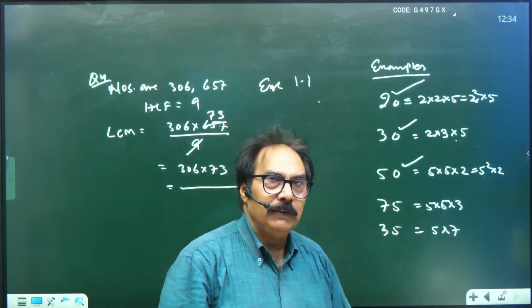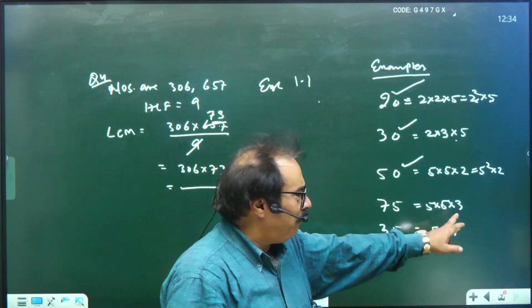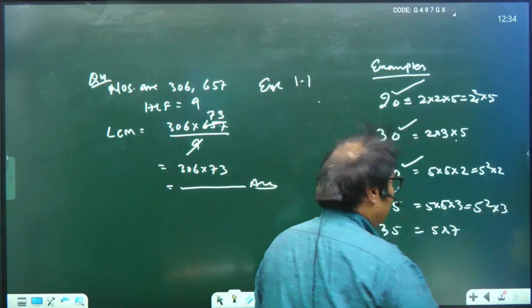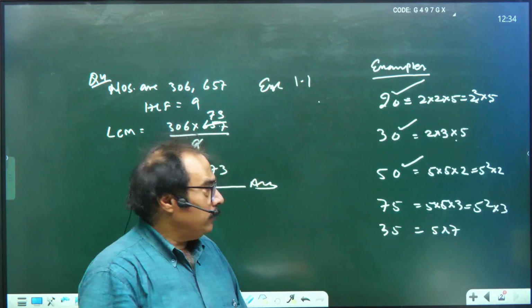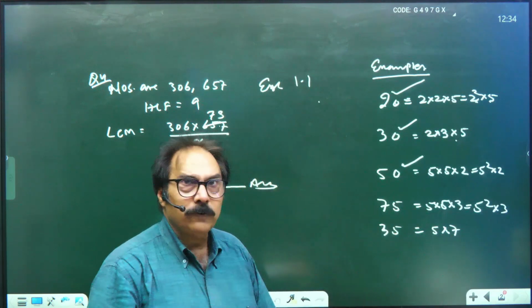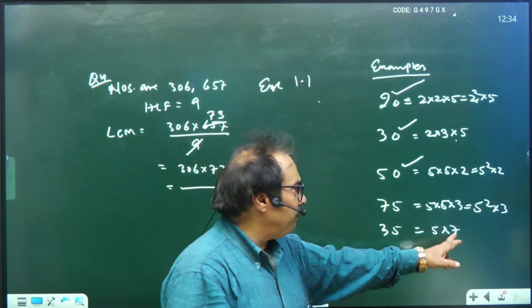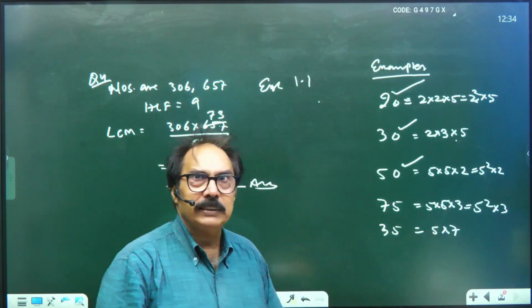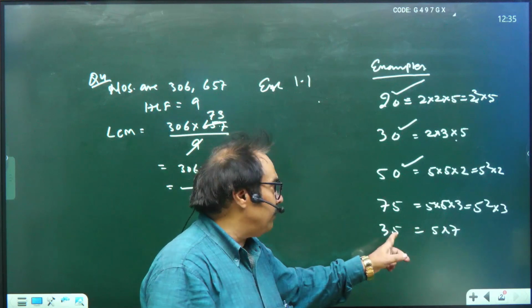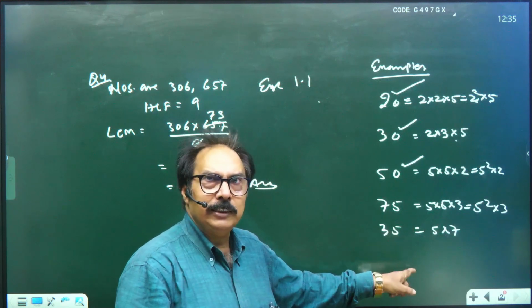But see, in 75, only 5 is given as a prime factor, right? 2 is not here, so the number is not ending with the digit 0. Similarly, in the case of 35, the prime factors of 35 are 5 and 7. So there is no 2 as a prime factor. So that's why this number is not ending with the digit 0.